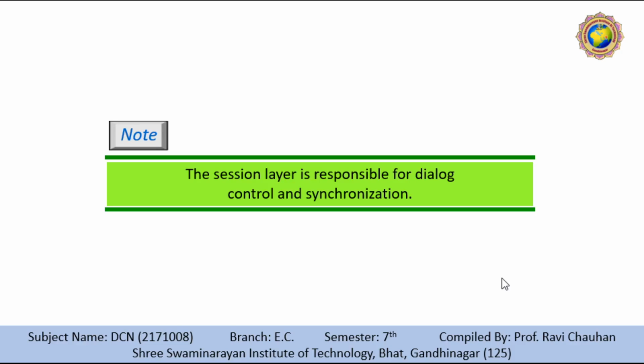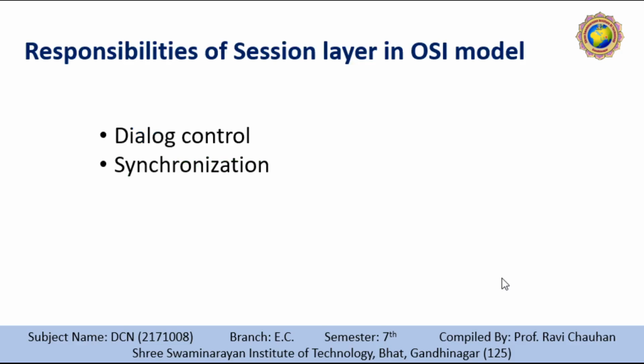So what is the role of the session layer? Let us discuss. The two main roles of the session layer are dialog control and synchronization, as I already told you. So what is dialog control? The session layer allows two systems to enter into a dialogue. It allows the communication between the two processes to take place in either half duplex or full duplex.